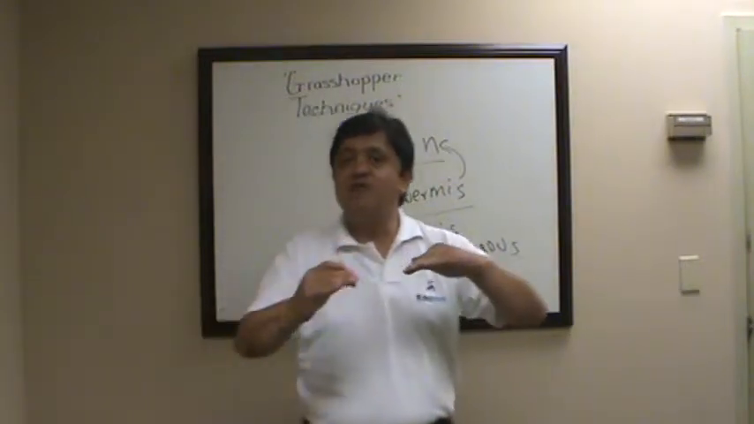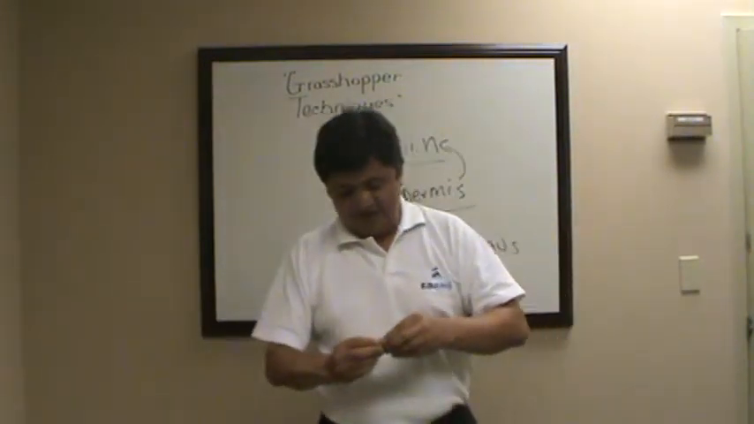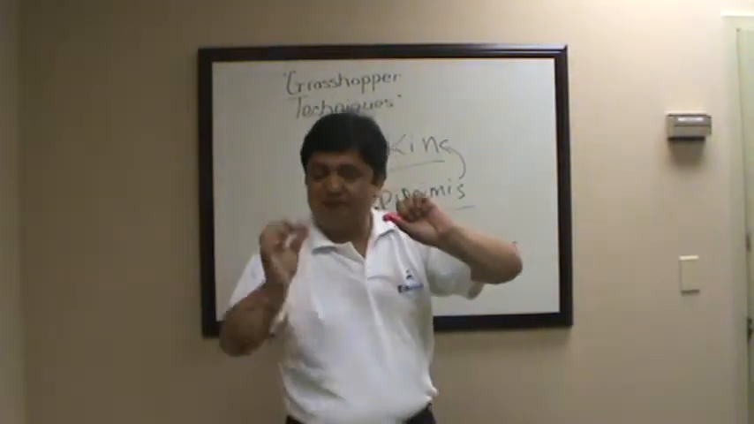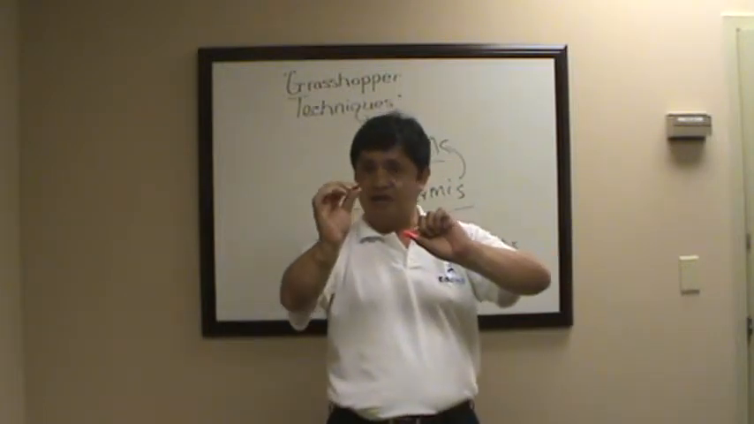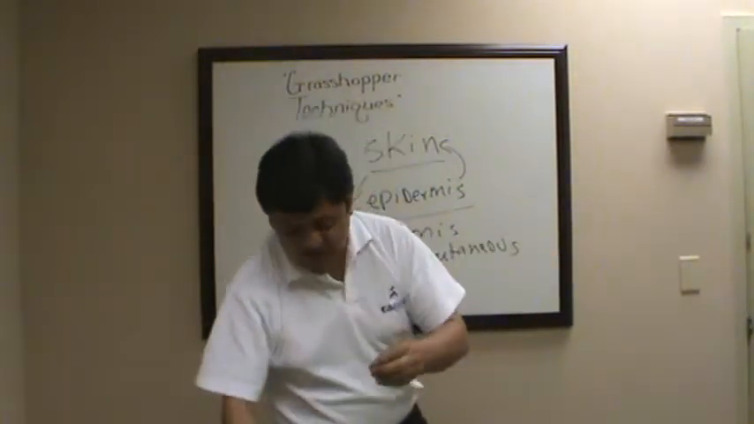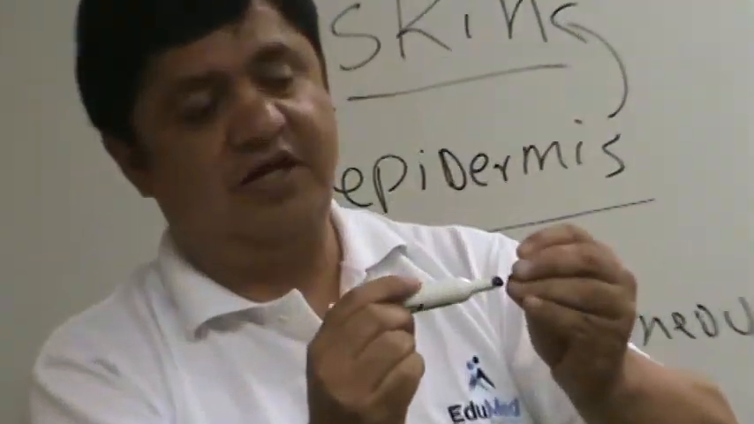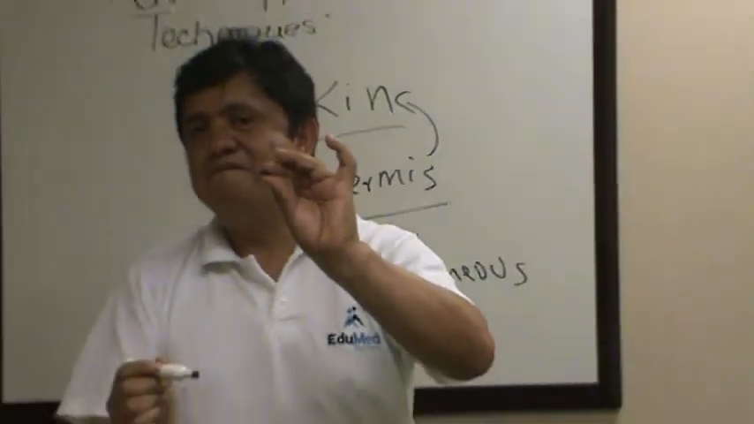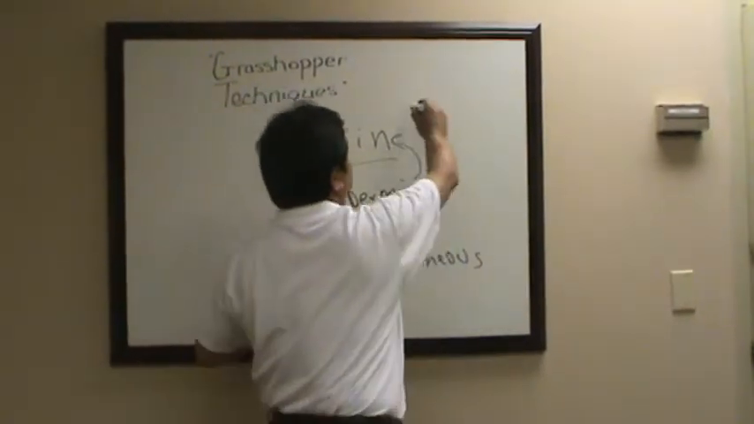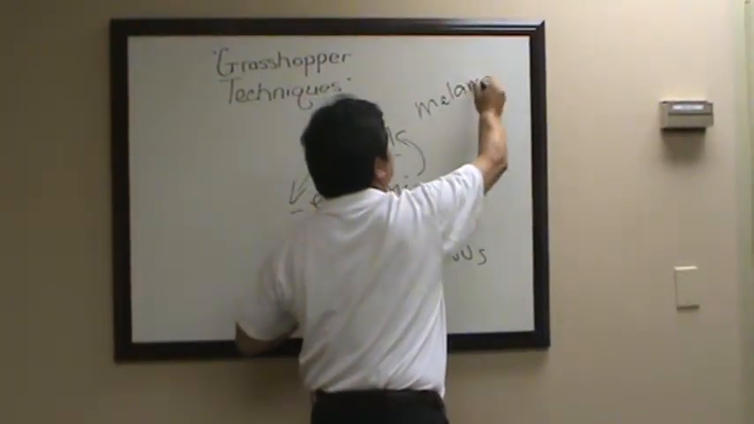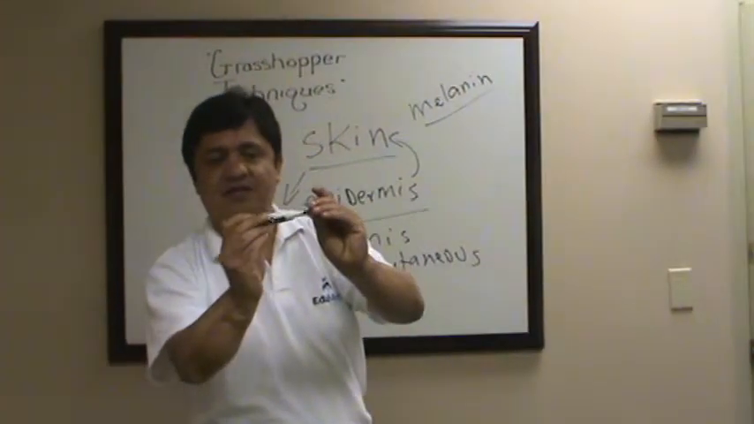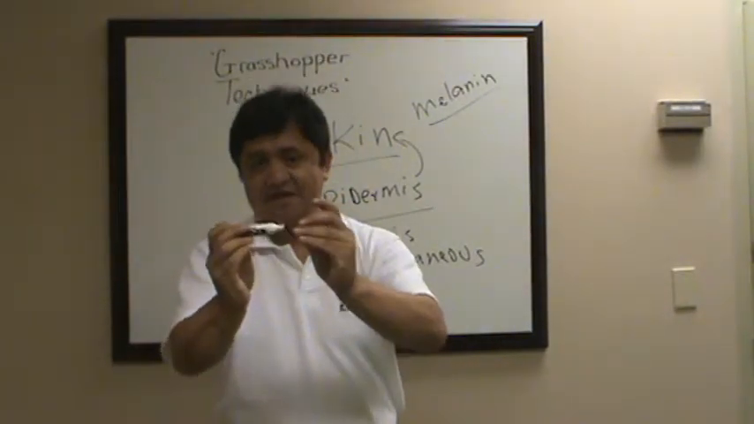Now let's go a little deeper on this knowledge. The first layer has a pigment, which is a color. I don't have a black clay, so I'm going to color this black. This black pigment is called melanin. I'm going to put it in here. Melanin. What's the color of this pigment? I'm sure you're going to say black.